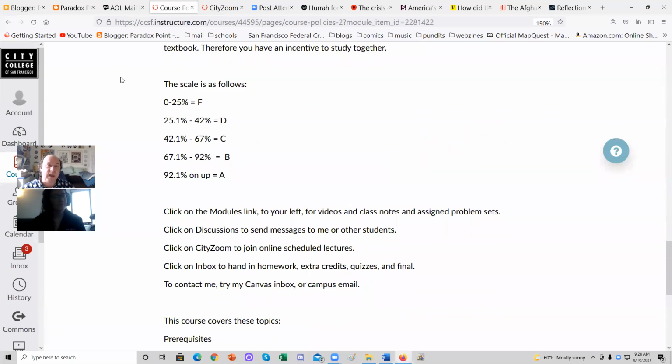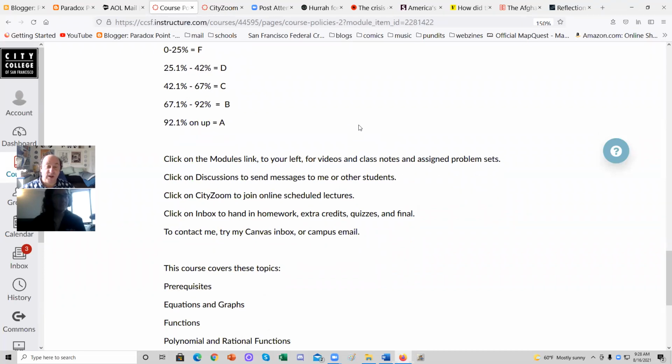The grade scale is as follows. 0 to 25% is an F, from there to 42% is a D, from there to 67% is a C, from there to 92% is a B, and 92% on up is an A. It's theoretically possible to get more than 100% if you do enough extra credit sets.